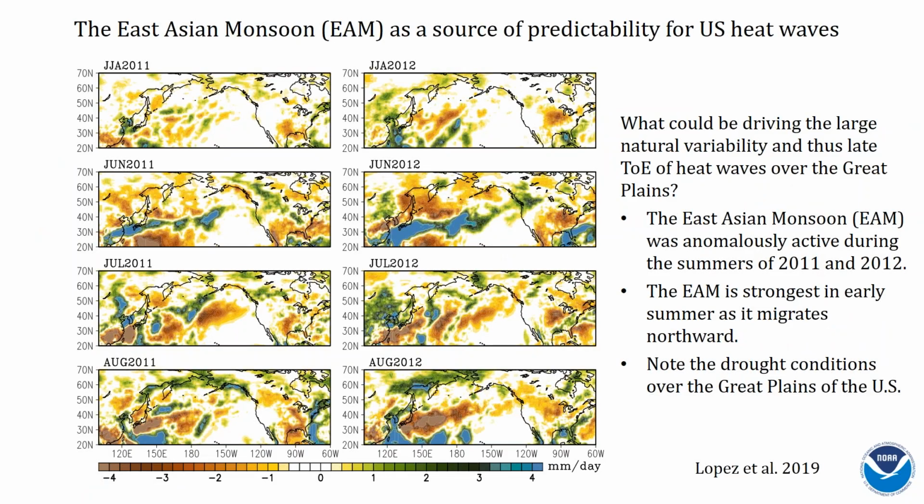This is the same for 2011 and 2012, JJA on top, and June, July, and August on the bottom, precipitation. And this is the precipitation anomaly, the interannual anomaly. What's striking is that, especially for June, those anomalies over southeastern Asia look very similar to what's known as the East Asian monsoon. So you also see over the Great Plains a drought anomaly associated with the heat wave. So we think that this teleconnection pattern, the wave number 3 pattern, may be forced by this convection over the East Asian monsoon. That's our hypothesis, and we want to test it.